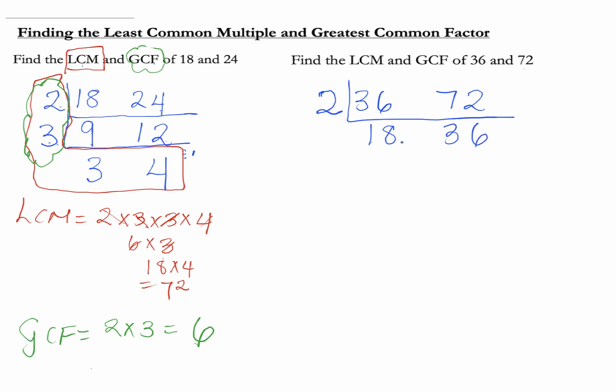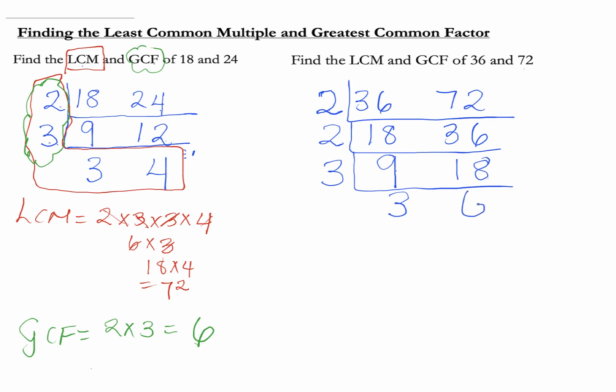Now, 18 and 36 are still even. Remember, even numbers end in 0, 2, 4, 6, 8. So anything that's even, I can divide by 2. 2 goes into 18 9 times, and then 2 goes into 36, that's 18 times. All right, I'm looking for a number that would divide 9 and 18. That would be 3. So do you see how your times table comes in here? I have a video on times table and I'll link it at the end. 3 goes into 9 3 times, and 3 goes into 18 6 times.